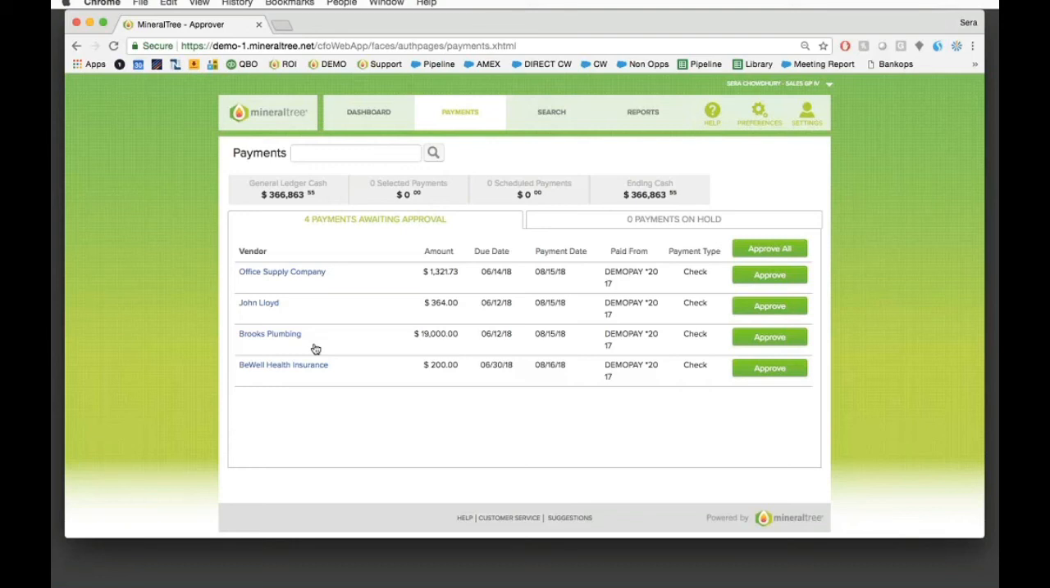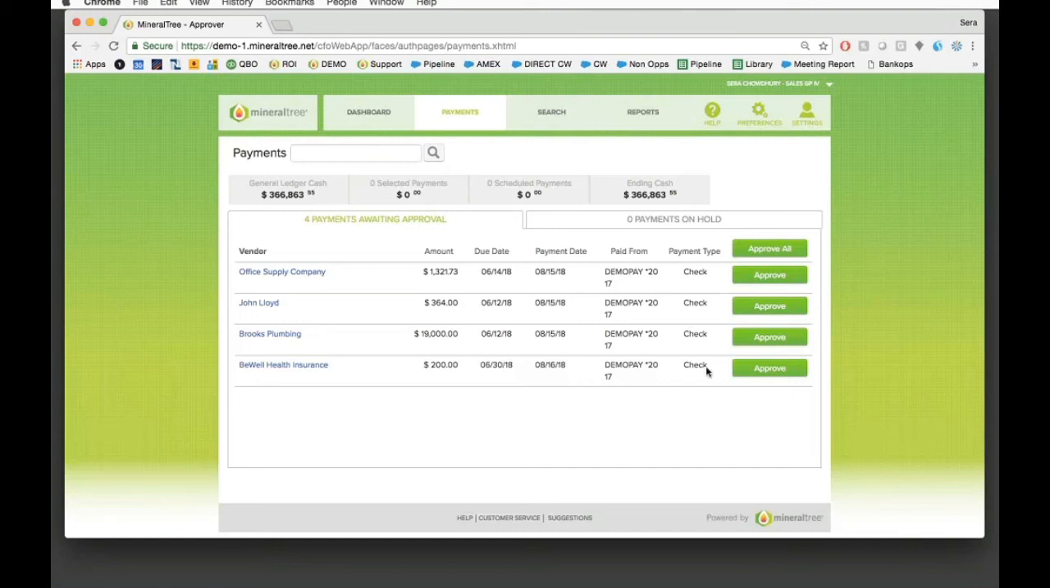So I just clicked on the payments tab to see what's waiting for my approval, and I can see at a high level vendors that I need to pay, the amounts, the due dates. My accounting manager queued them up, and if I wanted to, I could easily hit approve all and send these all out at once with the click of a button. Certainly this will be a lot easier than signing checks, looking at that paper manually.